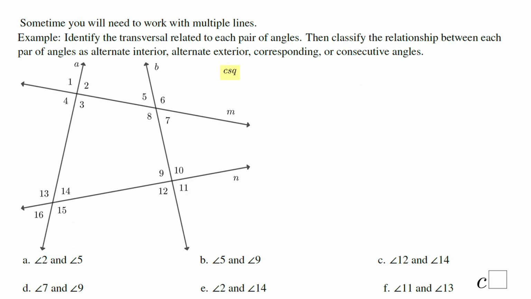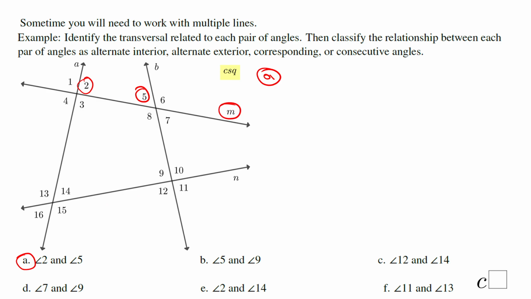Okay, so now let's take a look at the next part. Sometimes I said you need to work with multiple lines. Like you see here, we have A, B, M, N, and we need to identify the transversal. That's very important. Identify the transversal first, related to each pair of angles, then classify the angles. So let's take a look at A. On A, we're looking at angle 2 and 5. Which one, A, B, M, or N, is the transversal? Obviously, for sure, it's not N, and doesn't have any connection with 2 and 5. The transversal will be M.